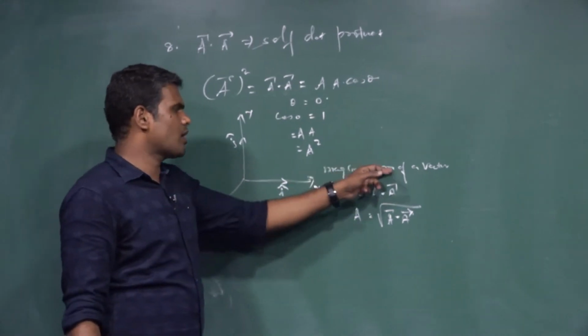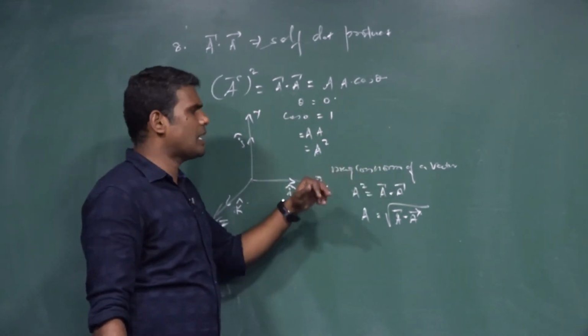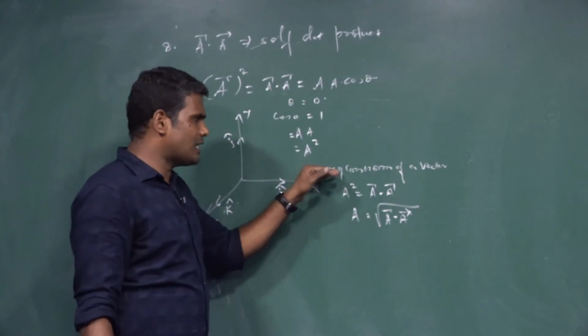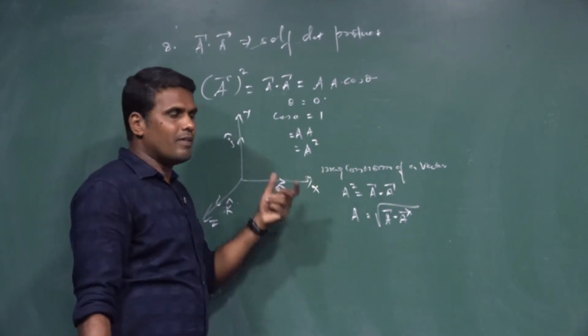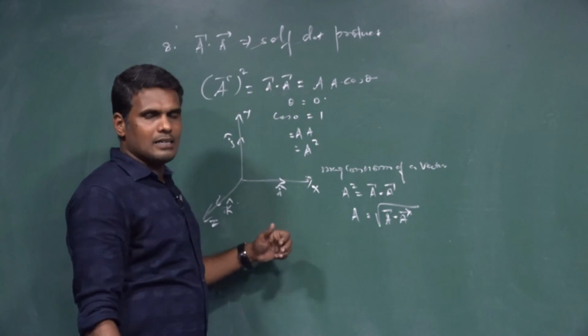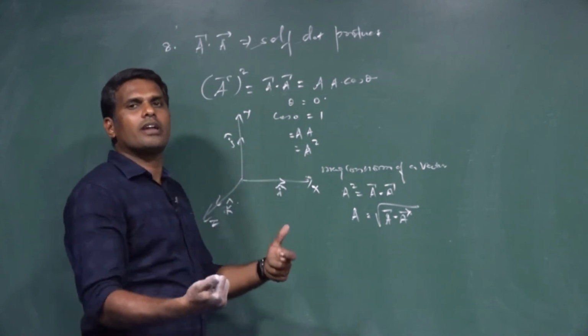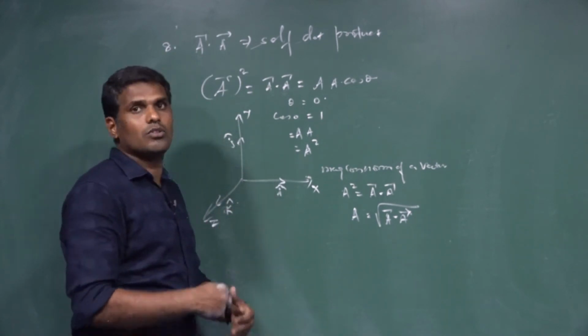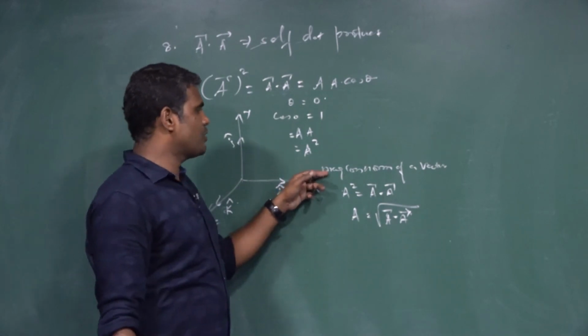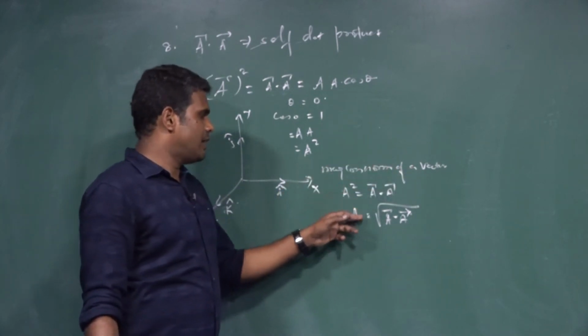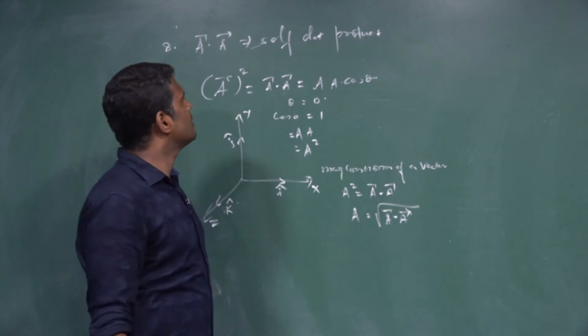So the magnitude or norm. Norm is also a representation of magnitude. What is magnitude actually? The value of a vector. Because a scalar quantity has only magnitude, no direction, which means it has only value, no specific direction. So the magnitude or norm of a vector is A equals square root of A vector dot A vector.